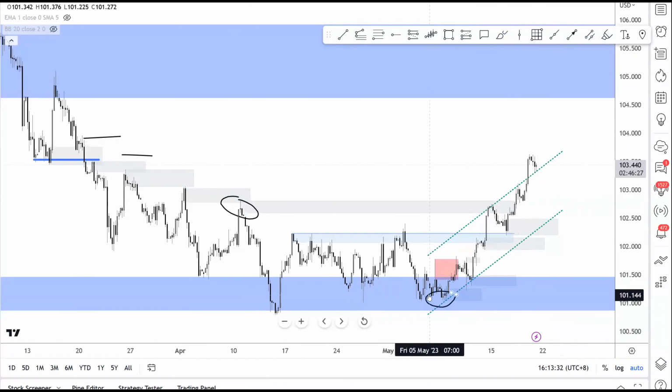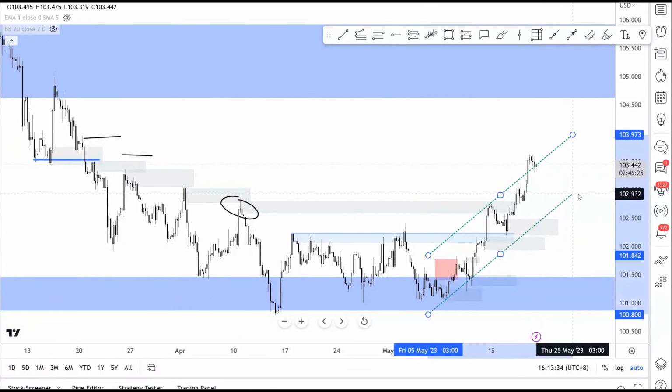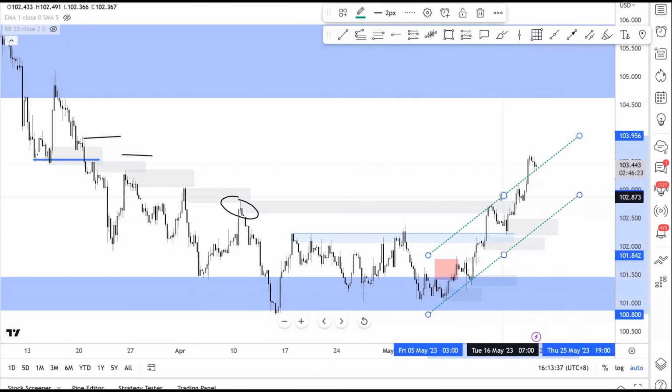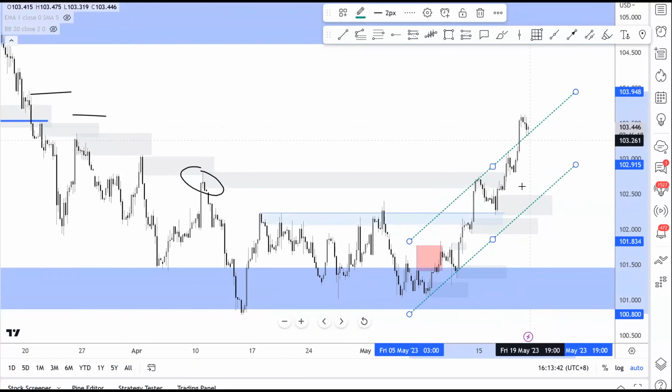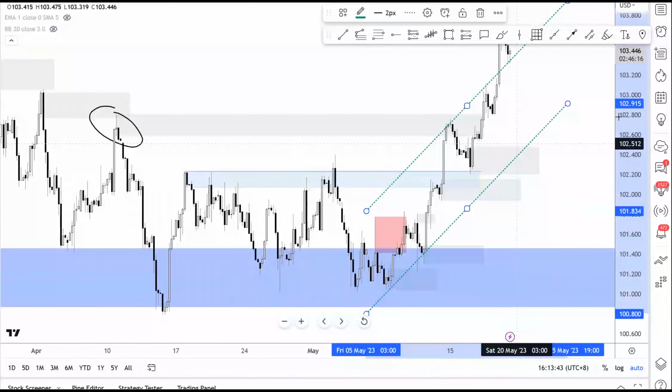In this case, it's still an ascending channel. You can see over here, right? But price broke above the resistance of this ascending channel. So it's just something for us to take note of.